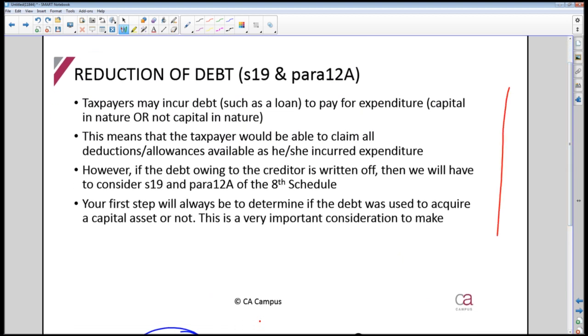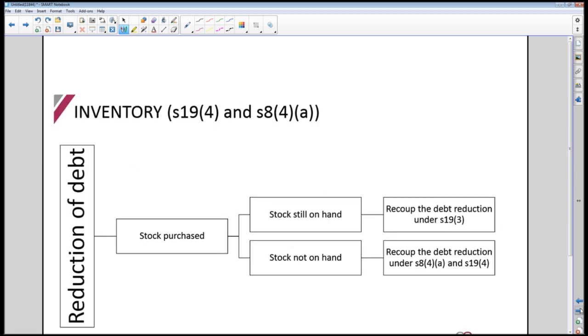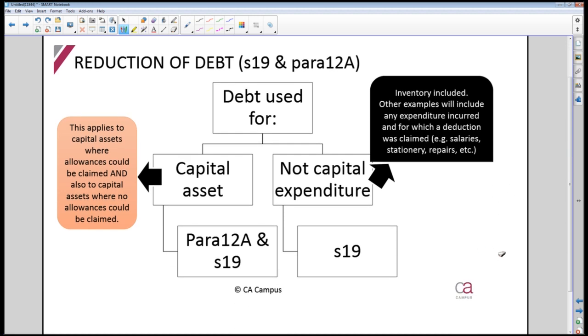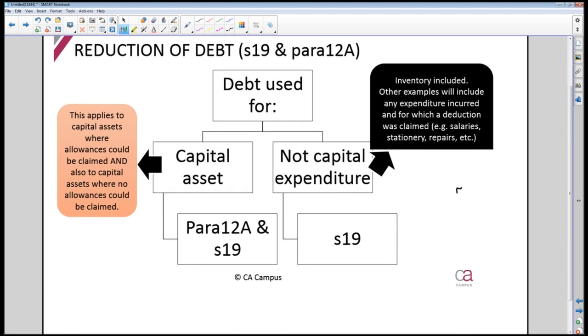What you'll see up here in the notes is that it gives you the same information. Please note paragraph 12A will apply to the capital gain side, and section 19 is basically a recoupment section. But what is very important is that you understand this R1,000,000. Remember, I'm going to go back to the example the whole time. I went to the bank and I got R1,000,000 from there.